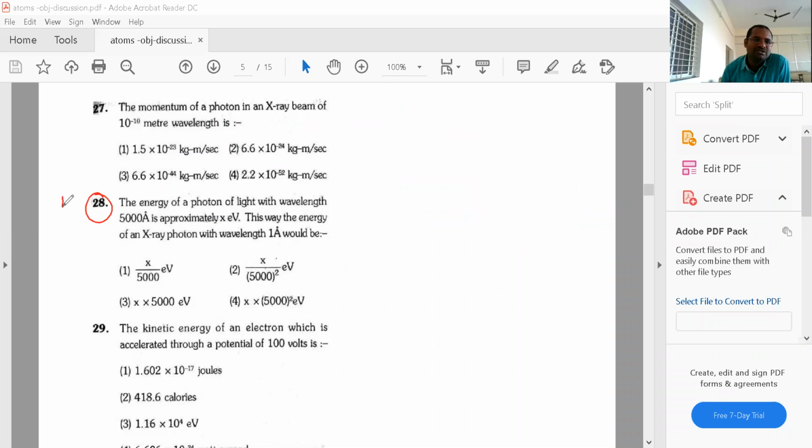It is just a logical question, nothing much is there in this. The energy of a photon of light with wavelength 5000 angstrom is approximately x electron volt. Means when lambda is equal to 5000 angstrom, the energy is x electron volt. Then, the energy of an X-ray photon with a different wavelength, lambda equal to 1 angstrom, what is the energy they are asking?